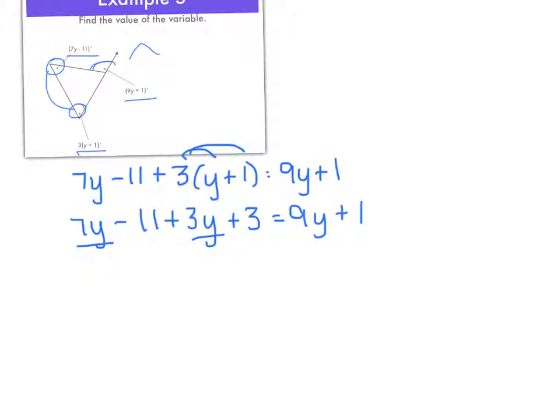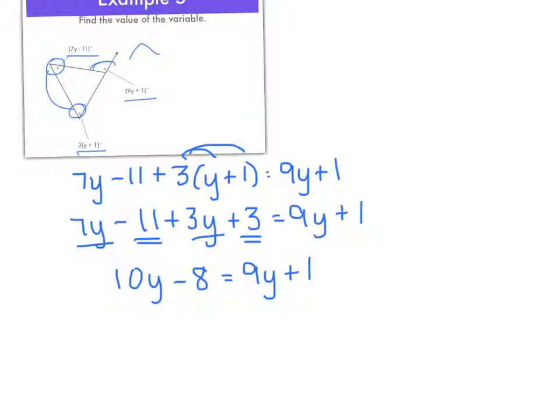Combine the 7 and the 3, so that's going to give me 10y. I'm also going to combine negative 11 and 3, which makes negative 8. So 10y minus 8 equals 9y plus 1. And then what?